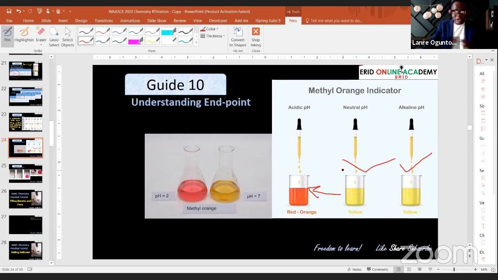Very important for you to identify this particular change, because if you are adding your acid to a container containing a base, what do you think will happen to the pH? Will the pH be reducing or will the pH be increasing? Yes, you can answer. I'll unmute you and answer. If I'm adding acid to a base, what will happen to pH? Will pH be reducing or increasing?